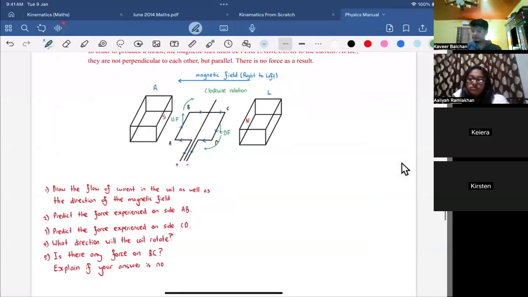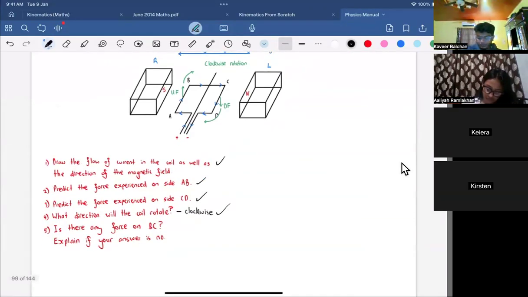So we answered part one. Nice. Part two. Predict the force experienced on side AB and CD. We answered that. What direction will the coil rotate? It will rotate clockwise. Is there any force on BC? The answer is no. There isn't any force.